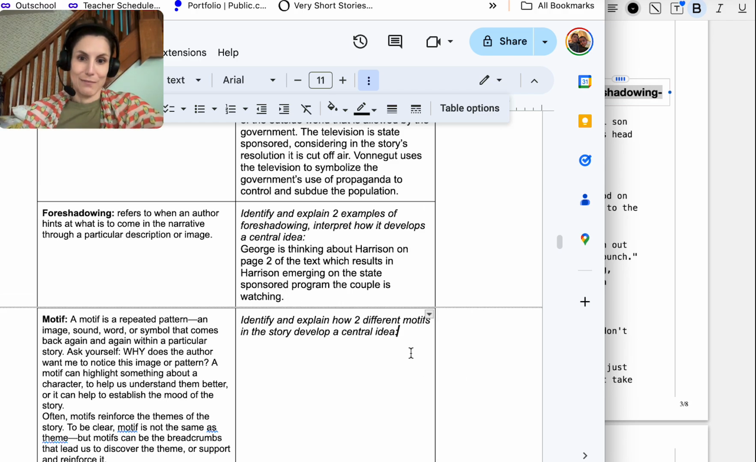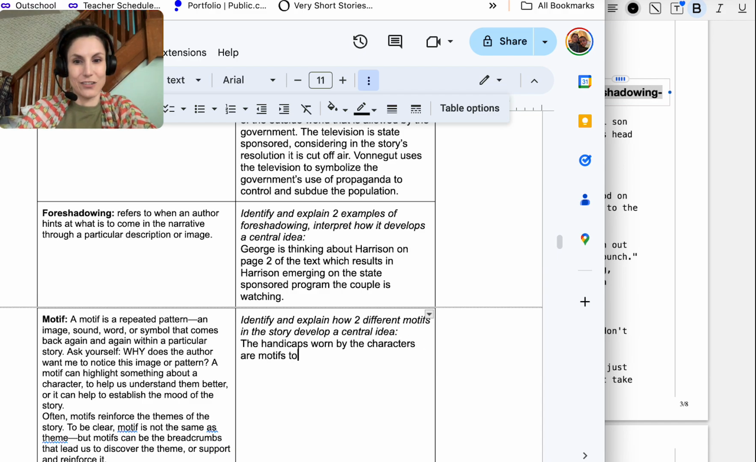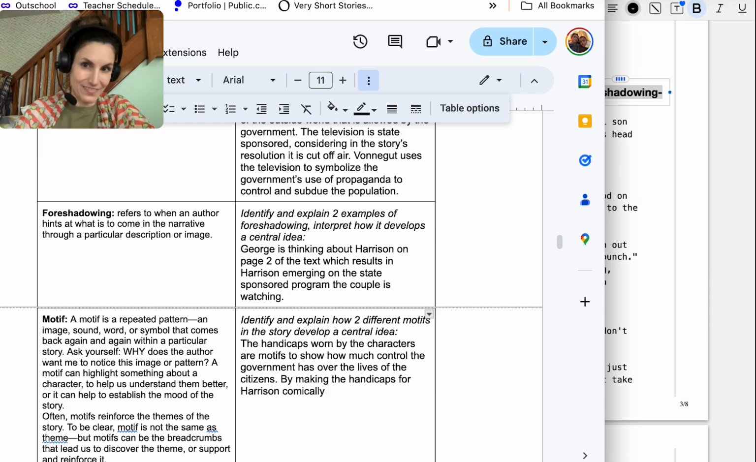The motifs could also be, we could say, the television is a motif. The handicaps themselves are motifs. We could say the mention of the handicaps are just motifs showing how controlled these people are. That even the handicaps worn by the characters are motifs to show how much control the government has over the lives of the citizens. By making the handicaps for Harrison, we could even say comically ridiculous.